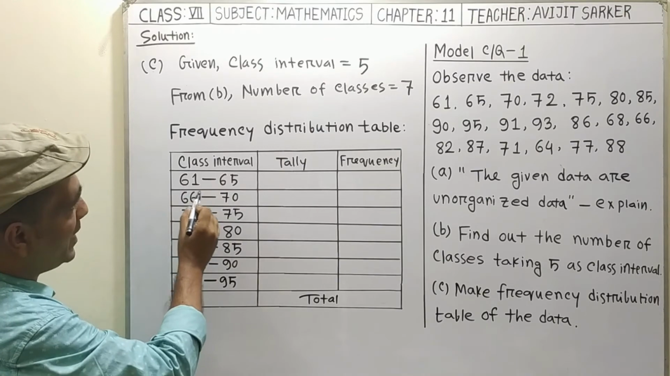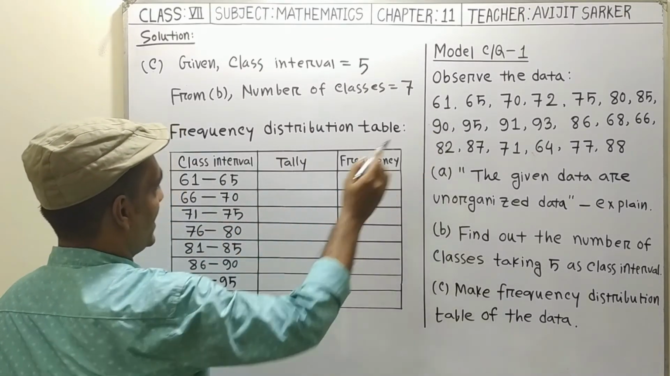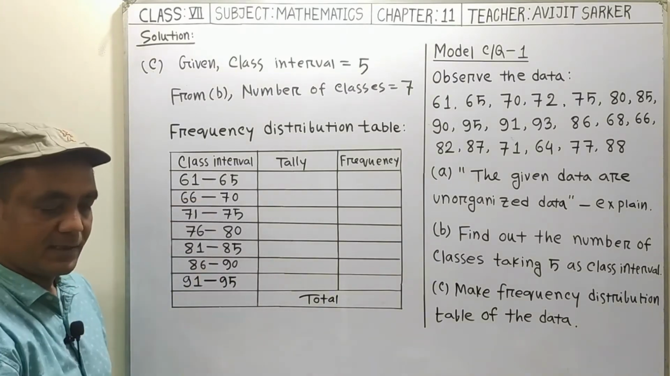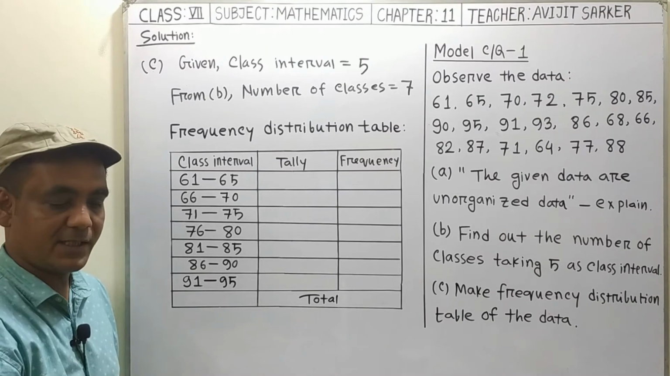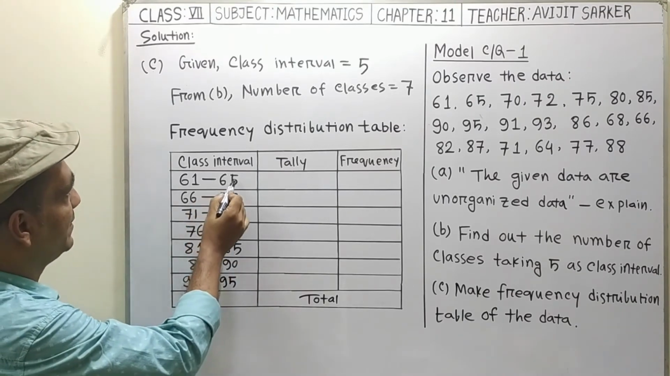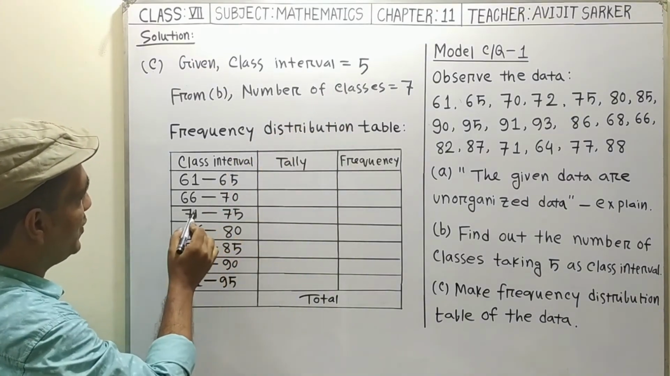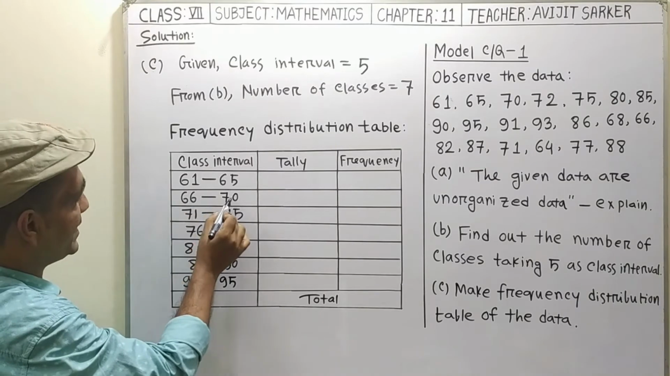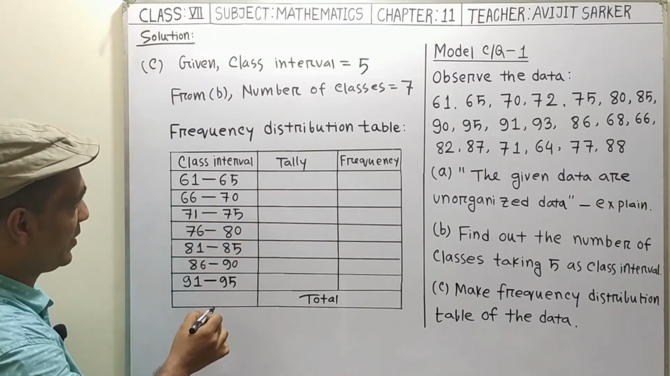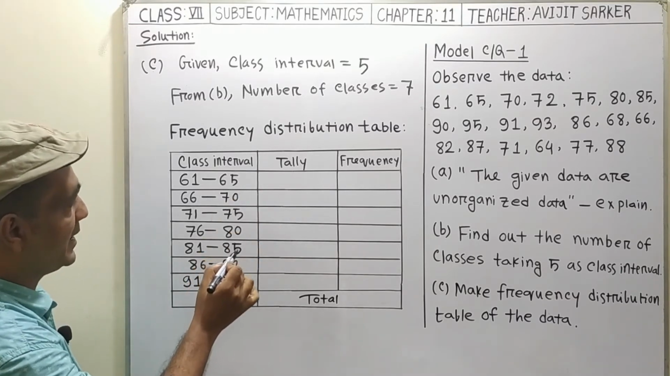At first we have to start from the lowest number. What is the lowest number? 61. I start from 61, and 61, 62, 63, 64, 65, up to 65, because the class interval is 5. Similarly, we can take 66 to 70, 71 to 75 and so on. Now we have to put tally.